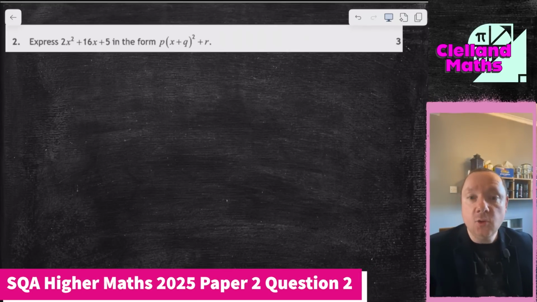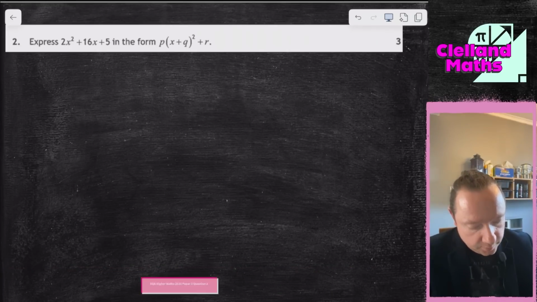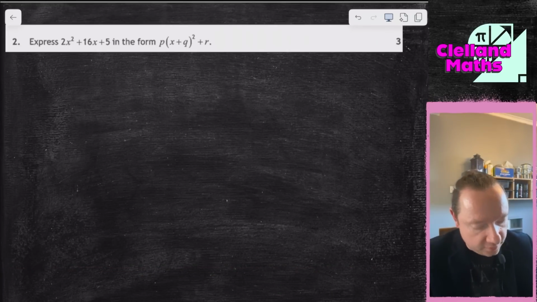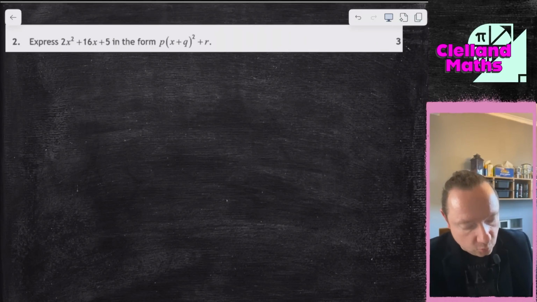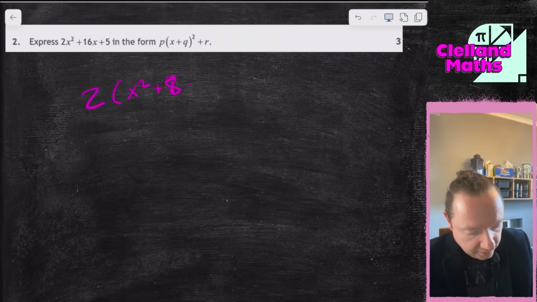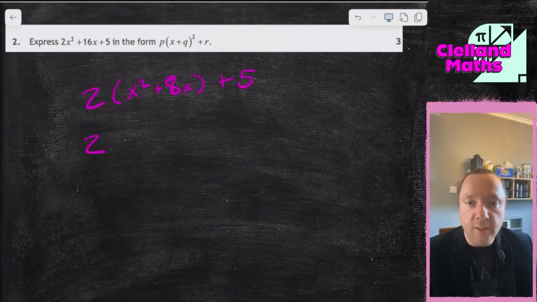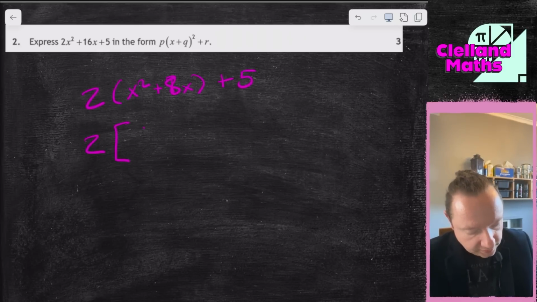SQA Higher Maths 2025 Paper 2 Question 2. Express 2x squared plus 16x plus 5 in the form p(x + q) squared + r, completing the square. So how this works is, you take 2 as a common factor of the first terms, x squared plus 8x. Then you've got plus 5 hanging out, and you complete the square on x squared plus 8x, so that's (x + 4) all squared.